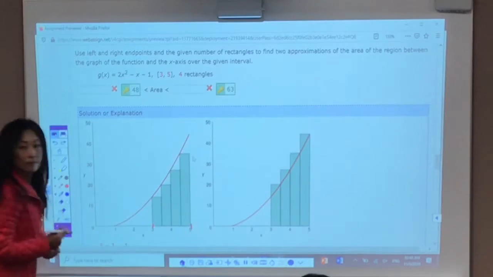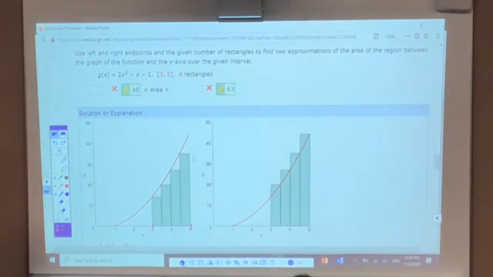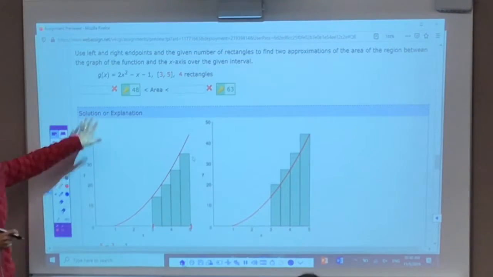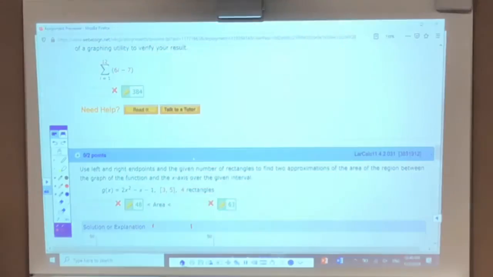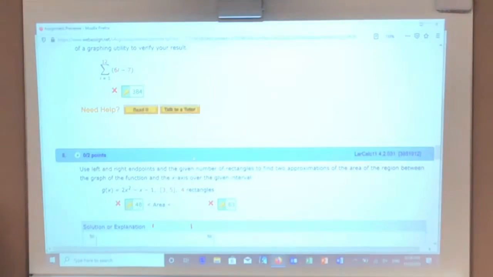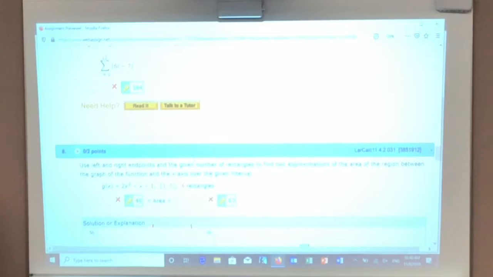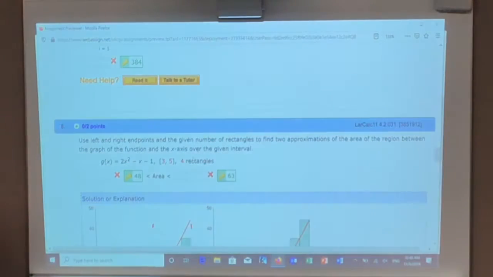How come mine didn't give me a graph like that? Yeah, that's what I'm saying, it doesn't have graphs. Oh, is this a solution? Okay, so then let's not look at the solution, only the problem. So we have a problem only. Is everybody with me now?